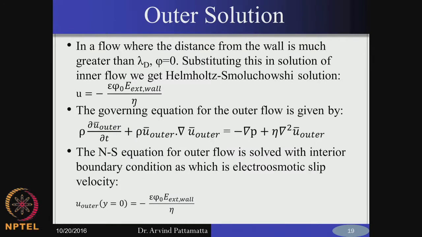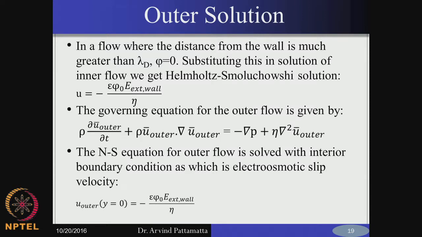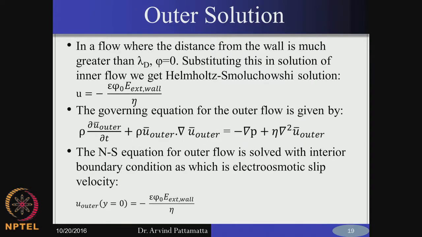So this is basically what we now translate into a slip boundary condition. For the outer solution we solve the routine Navier-Stokes equation, there is no Coulomb force on that because the net charge density is 0 there. However, we apply a slip boundary condition with the same velocity that we got from the inner solution.